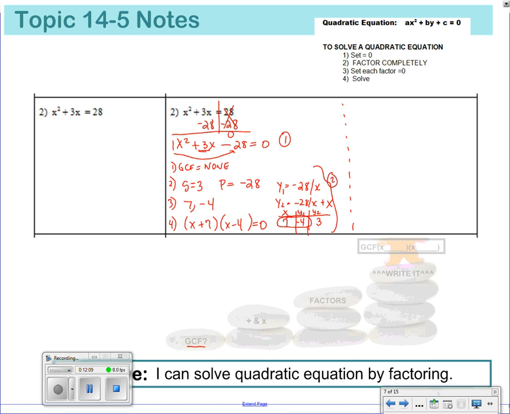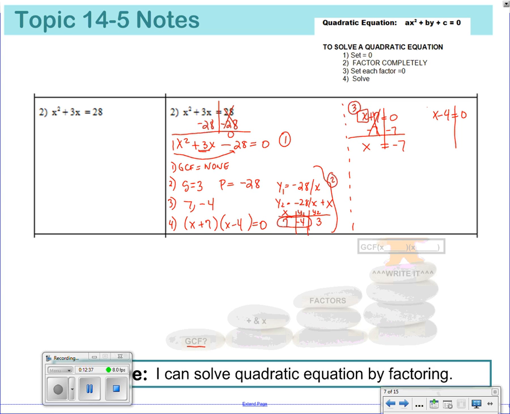Step 3, we're going to set each factor equal to 0. So I take what's in the first parenthesis, x plus 7, and set it equal to 0. And what's in our second parenthesis, x minus 4, we set it equal to 0. And now we solve for x. That's our last step. I want the x by itself. So I'm going to subtract 7 from both sides. This gives me x by itself equals 0 minus 7, which is negative 7.